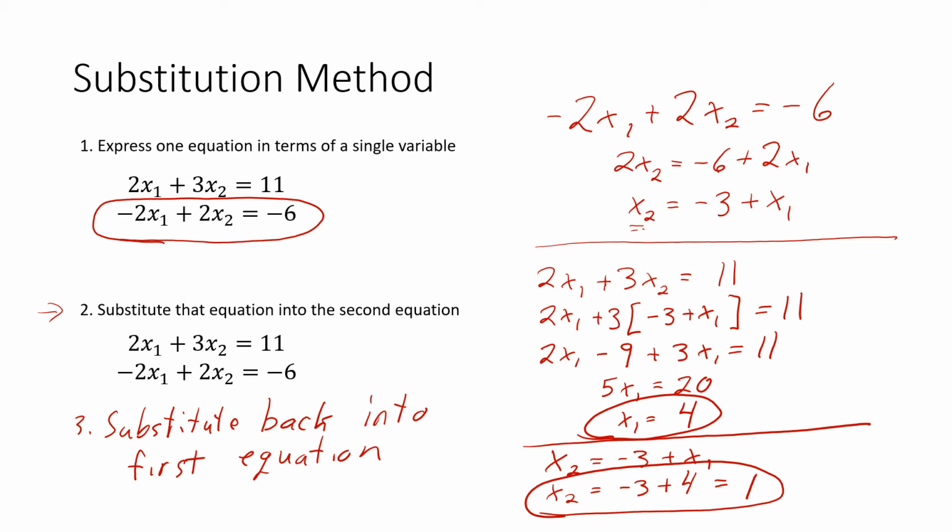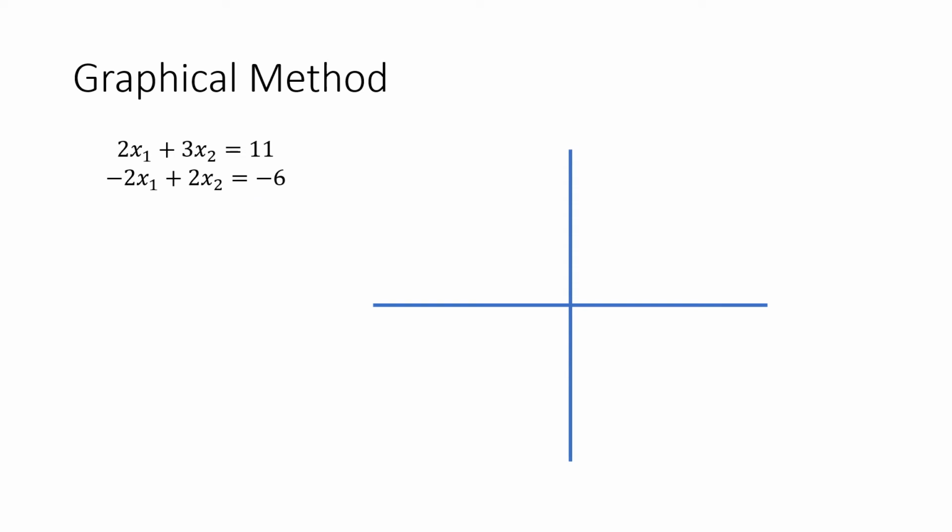The third method to be familiar with is the graphical method. And that's where you draw out these lines and see where they intersect. So here, we want to make the graphical method. So we are going to draw the two lines on here. Let's take our first equation. And we're going to note, okay, what if I let my x1 equal 0? So we have 2x1 plus 3x2 equals 11. This is my x1 axis. This is my x2 axis.